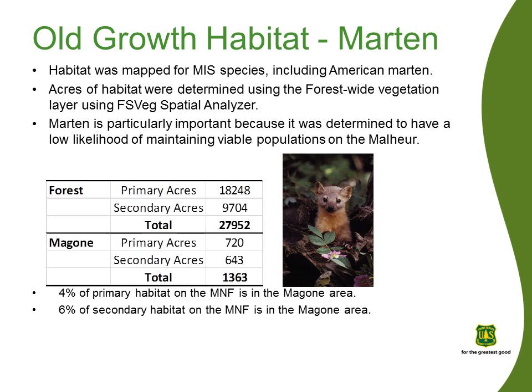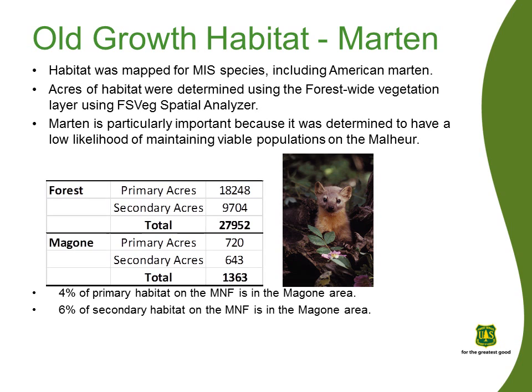Marten is particularly important in old growth habitat because it was determined to have a low likelihood of maintaining viable populations on the Malheur. So habitat was mapped for this MIS species, as well as several others, and acres of habitat were determined using the forest-wide vegetation layer using FS-Veg Spatial Analyzer.